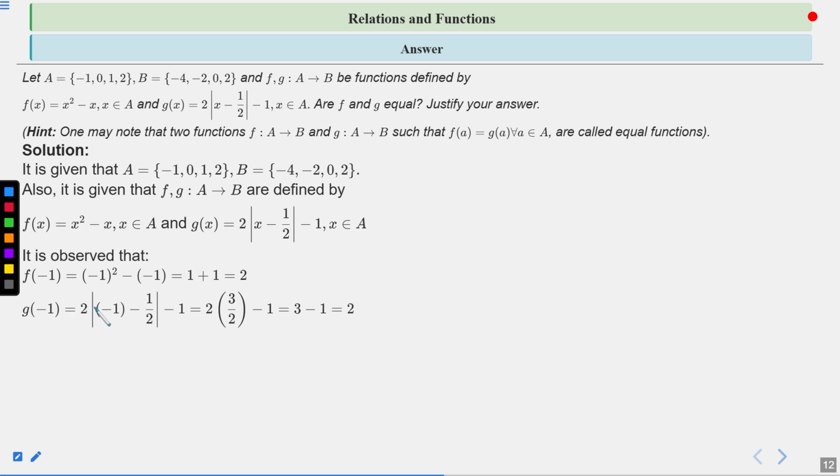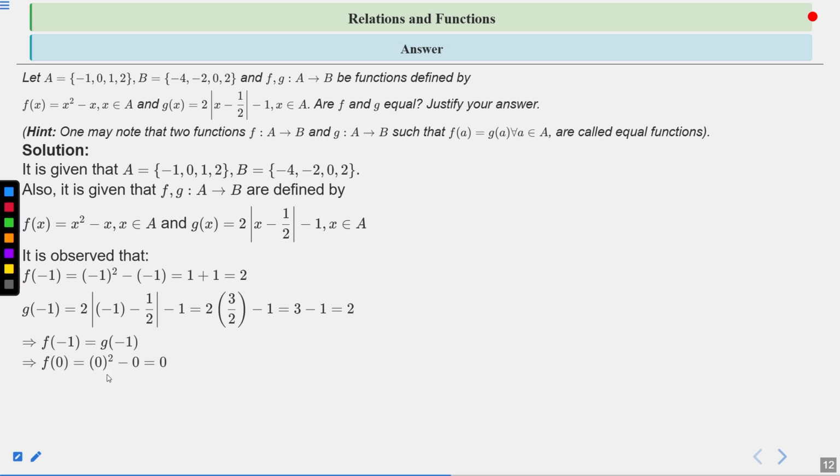So let us check for g of minus 1. It will be equal to 2 times the absolute value of (minus 1 minus 1) by 2, minus 1. So it will be equal to 2 times 3 by 2 minus 1, right? So it will be cancelled out, and after solving this, you will get 3 minus 1, which is equal to 2. Got it? Clear? Therefore, f of minus 1 is coming out to be g of minus 1.